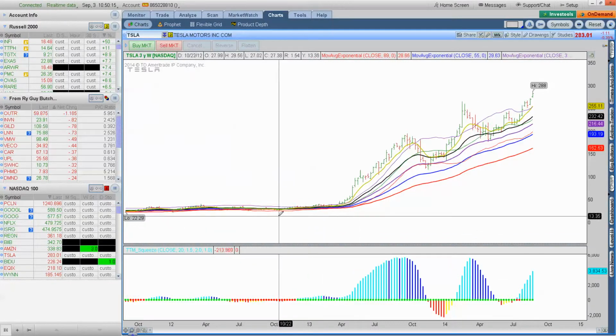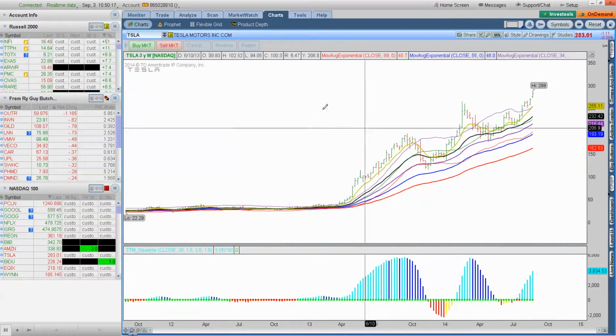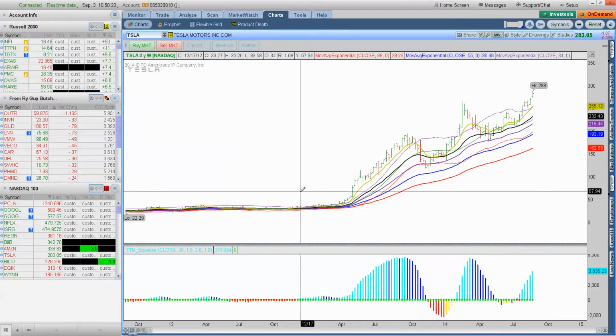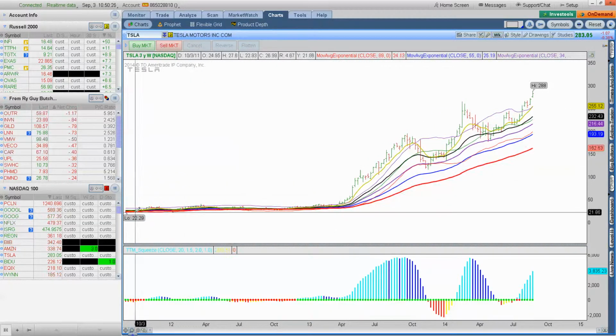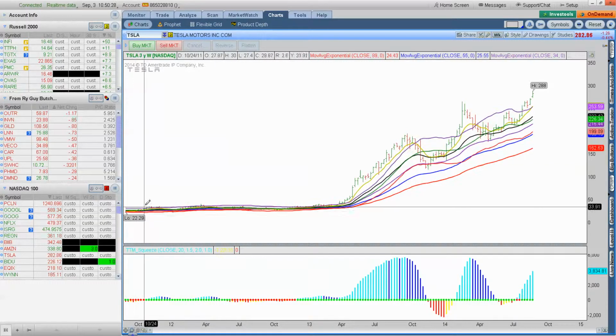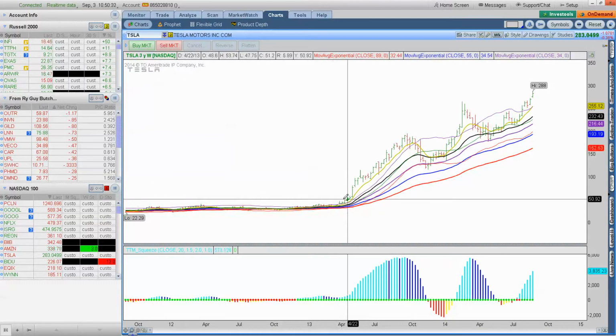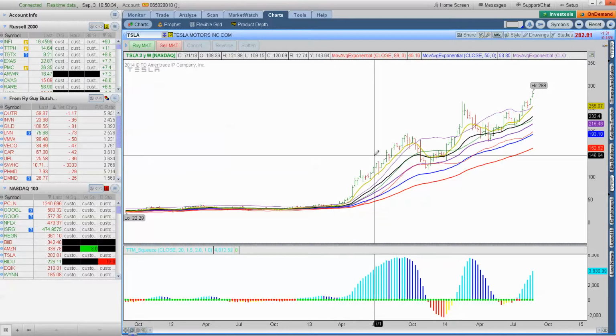Okay, nice and fast this time. So what we're looking at here is Tesla on the weekly chart. Each one of these bars represents a week. And as you can see, we're going back to October, well, 2011. So we're just all flat, and then we get our first nice long wave up.